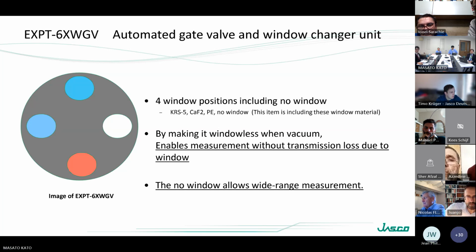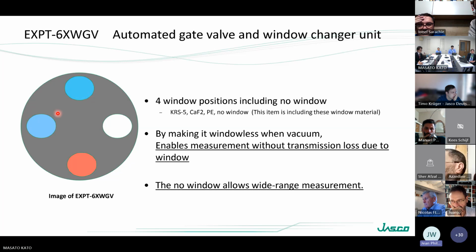Okay. So this gate valve changer unit has three window plates. KRS5 windows, calcium fluoride windows, polyethylene windows. This position is not a window plate. So one window position has no window plate, and the other three positions each have a window plate material.